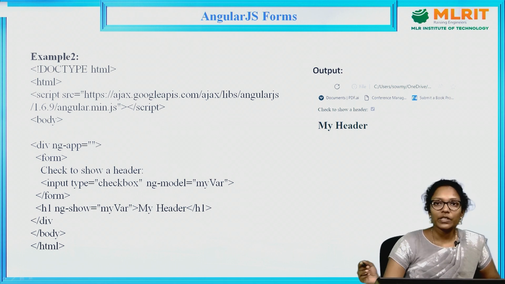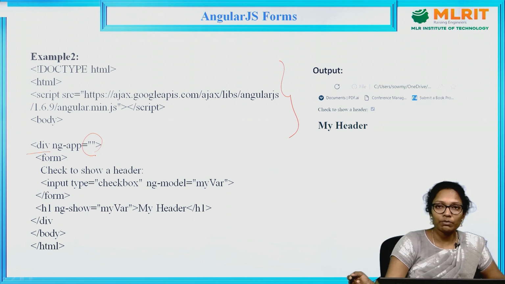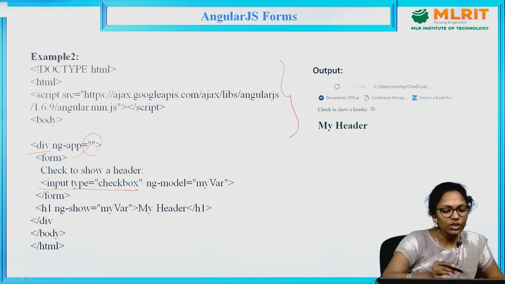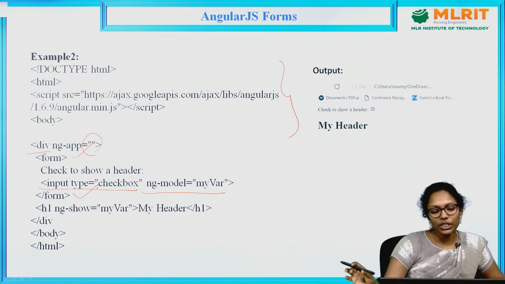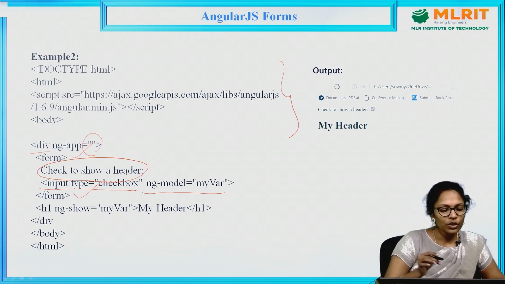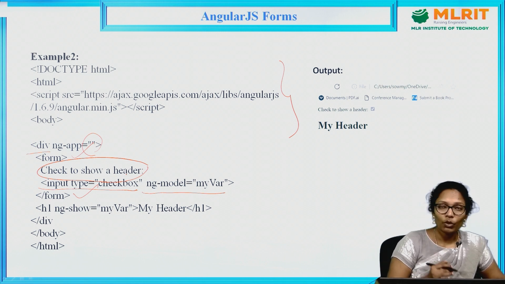The next example is for checkbox. We know this is mandatory for all AngularJS applications. I'm making a division for my AngularJS application where ng-app is empty, meaning you're not developing or designing any modules. Now within the form tag, I am creating a checkbox. For this checkbox, I'm giving the model name as myWhere, and then I'm closing the form. Before that checkbox, I will get this message: check to show a header. If you check that, some header will be displayed. If you don't check that, it will not be displayed. What is that header? We will see.